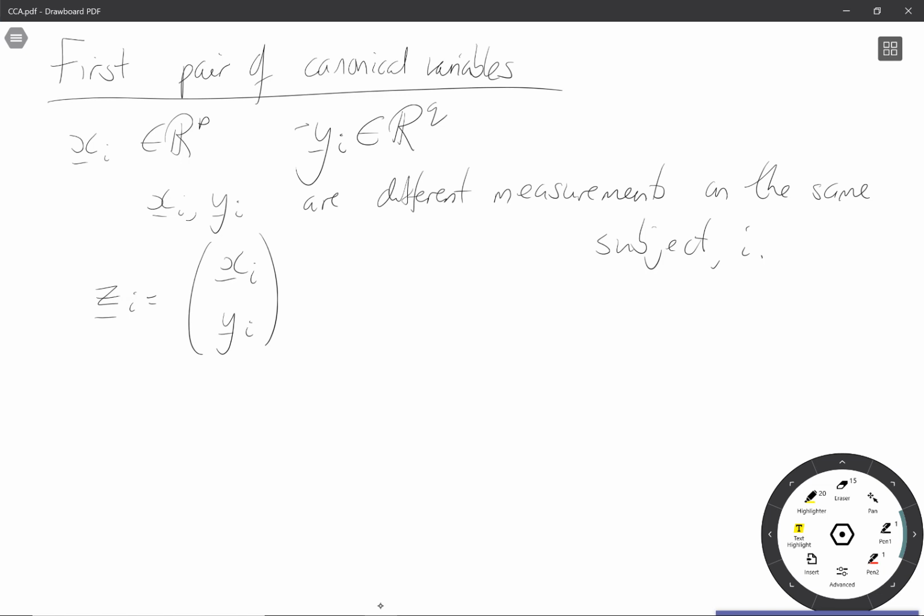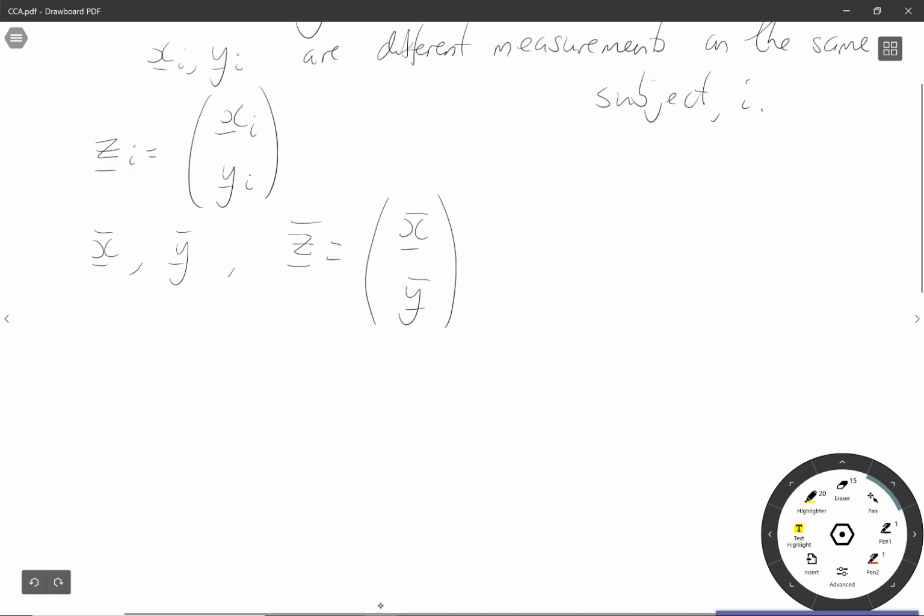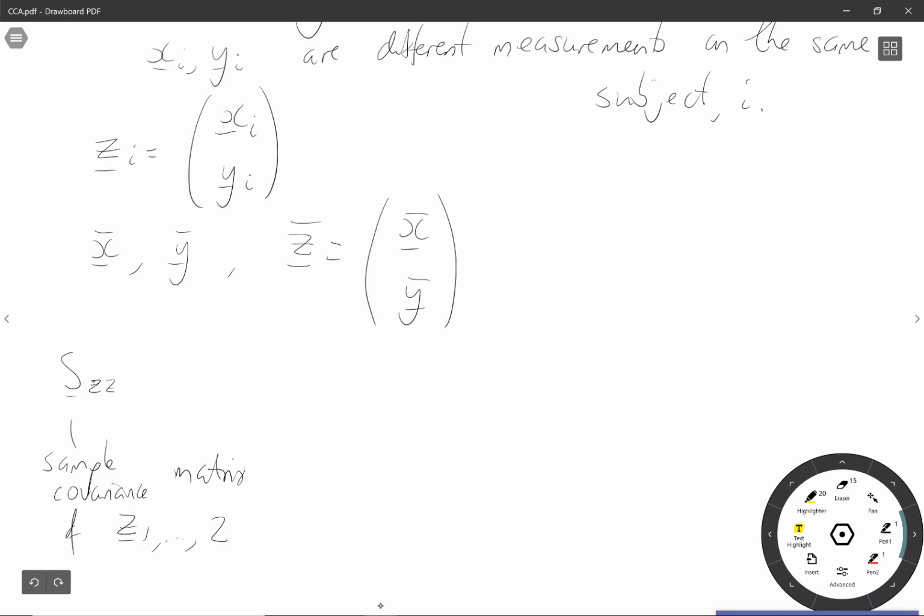We're going to talk about things like the sample mean of the x's, which is x bar, the sample mean of the y's, which is y bar, and the sample mean of the z's, which is z bar, which is just the sample mean of the x's stacked on top of the sample mean of the y's. More important than that though, we're going to need the sample covariance matrix. Let's suppose Sz is the sample covariance matrix of z1 to zn.